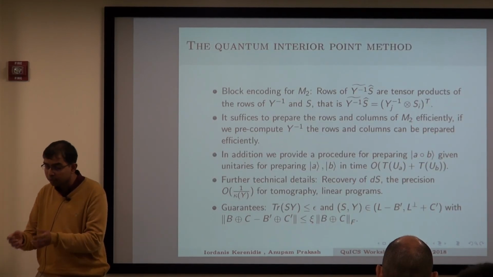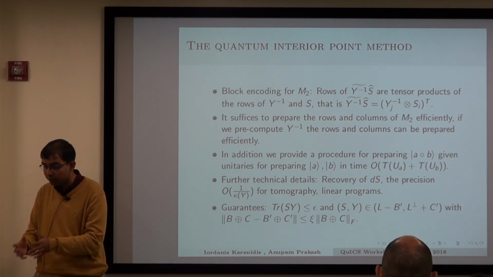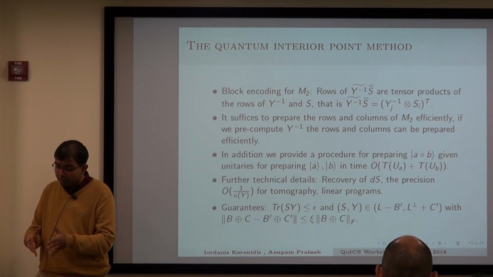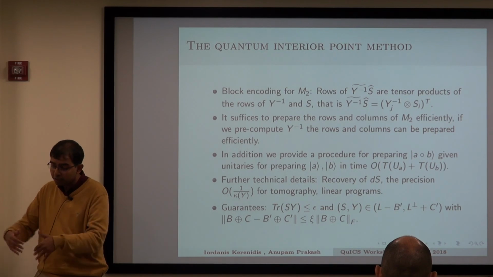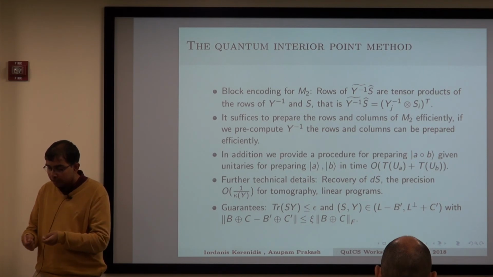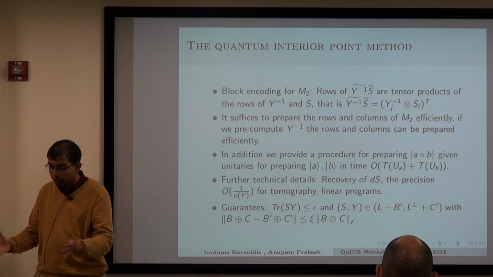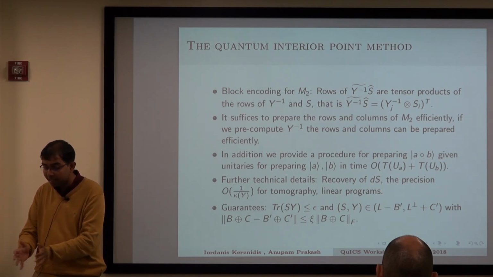Fortunately, it turns out that this matrix has rows and columns which are exactly the tensor products of S and y inverse. You take the rows yj of y inverse and S and take the tensor products, and you get the rows of this matrix y inverse S hat. So to create a block encoding for M2, one needs to compute its rows and columns efficiently. And this we can do if we have S and y inverse in memory.